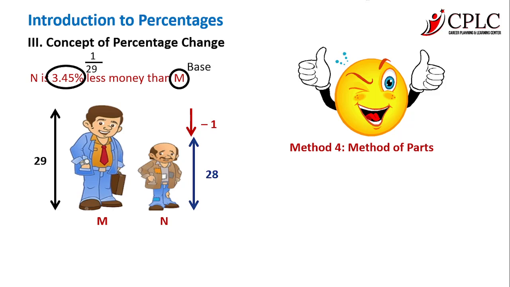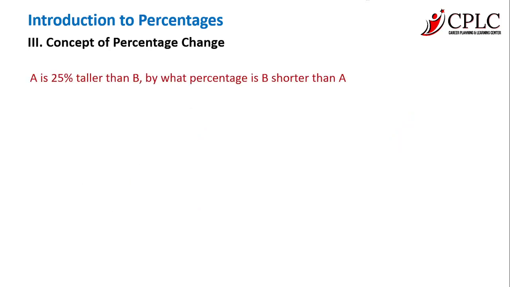Similarly, we have to see a couple more concepts before we go to the questions part. So the next concept is the concept of percentage change. Now in this concept, what we are supposed to do is, there are two statements that are given to us and we have to find one of those answers that is mentioned. And the first statement says A is 25% taller than B, and by what percentage is B shorter than A, for example.